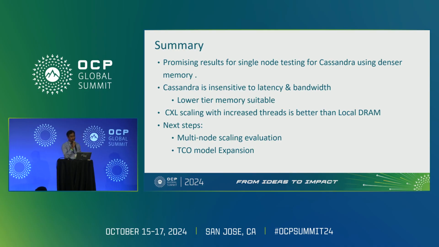And what we can infer is that Cassandra is insensitive to latency and bandwidth, because we are running the workload with half the bandwidth and higher latency, but still the K-ops are performing better or on par with local DRAM.